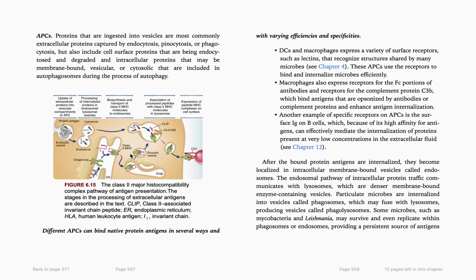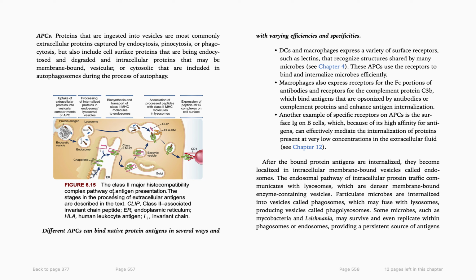The MHC class 2 will move out of the endoplasmic reticulum and go to the Golgi apparatus. From the Golgi apparatus, the exocytic vesicle moves out. Then the exocytic vesicle, when it moves out, will come and fuse with the vesicle that is coming from this angle. When they fuse, now the MHC class 2 and the peptides are binding together, and they can present themselves to CD4 T cells.